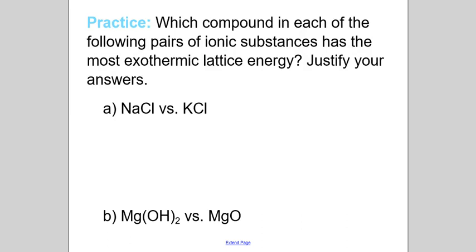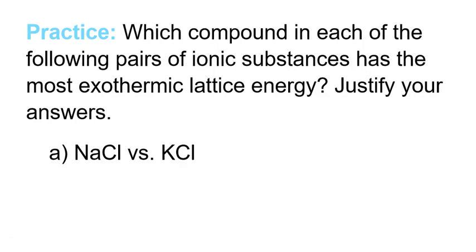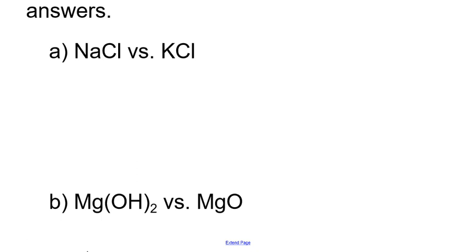All right, and then home stretch. So there's a little practice here. Which compounds in each of the following pairs of ionic substances have the most exothermic lattice energies, and justify your answer. So you should pause and try to answer this yourself and see if you can do it, because this is new information for you guys, but I will throw up the answer here in just a second. So 3, 2, 1, and there's your answers.